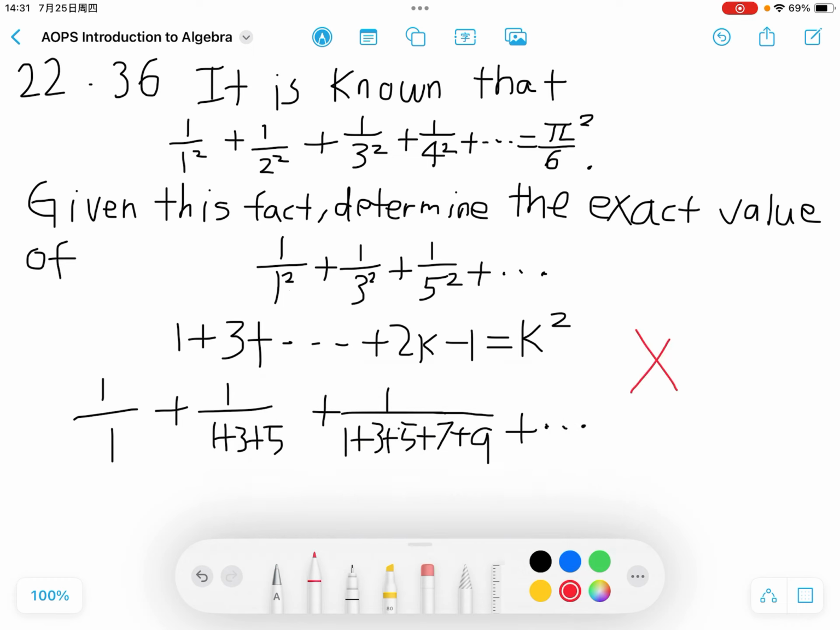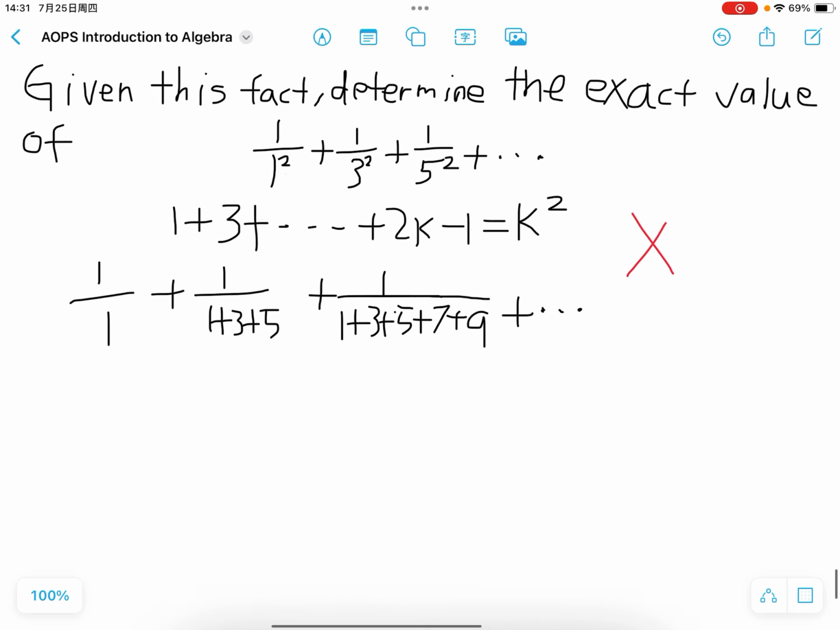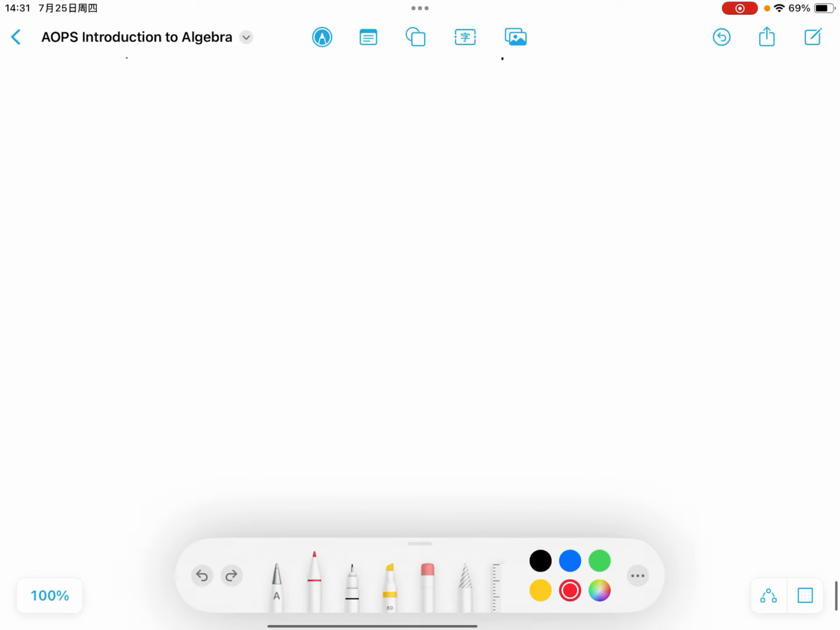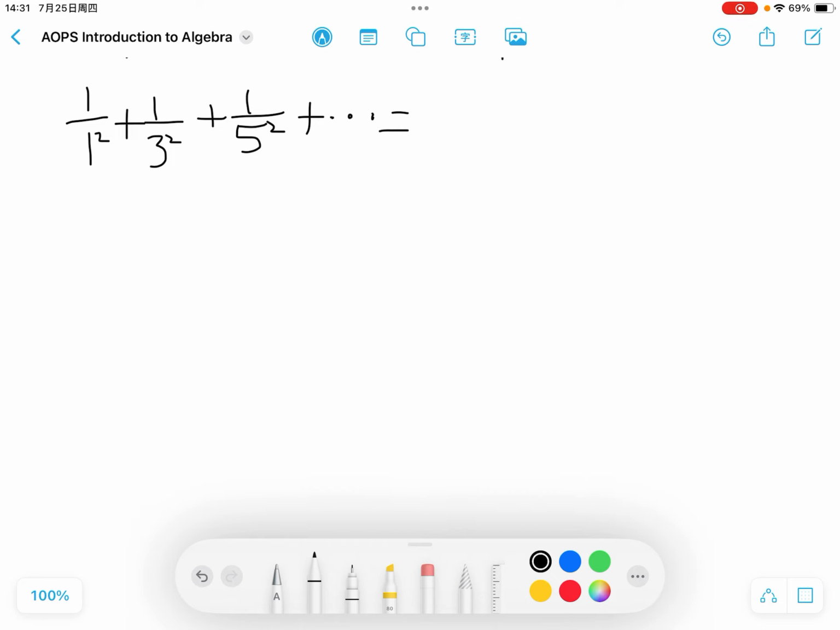So basically we're going to try to represent this as something else, and then we can try to figure out the value of the other thing. So what I mean by this is we know that 1 over 1 squared plus 1 over 3 squared plus 1 over 5 squared all the way to infinity is actually equal to pi squared over 6 minus 1 over 2 squared plus 1 over 4 squared plus all the way to infinity.